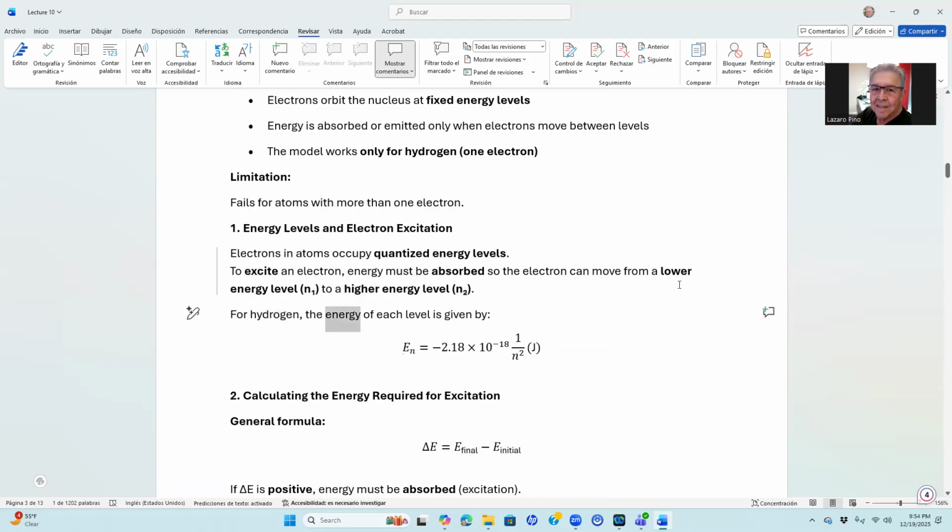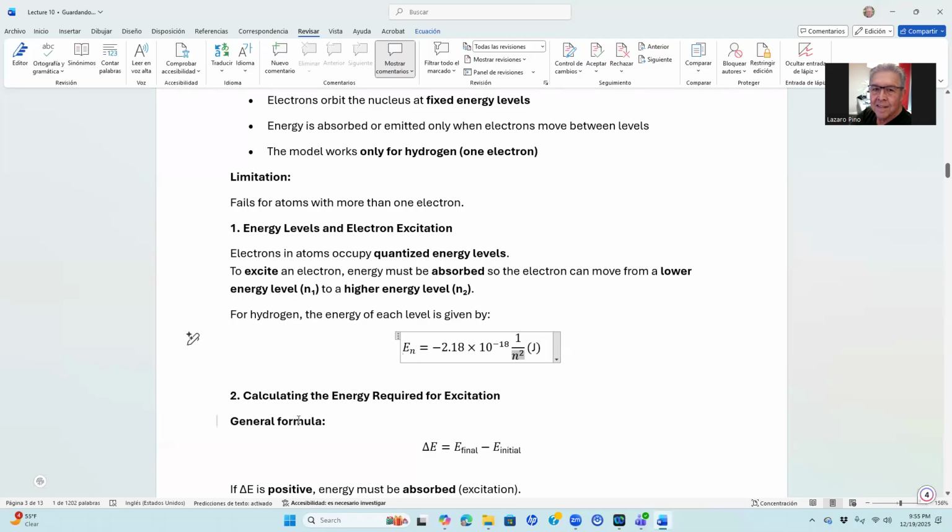For hydrogen, the energy of each level is given by this formula. This is the Rydberg constant, and here you have the level of energy, which can be 1, 2, 3 squared, and this energy is given in joules.